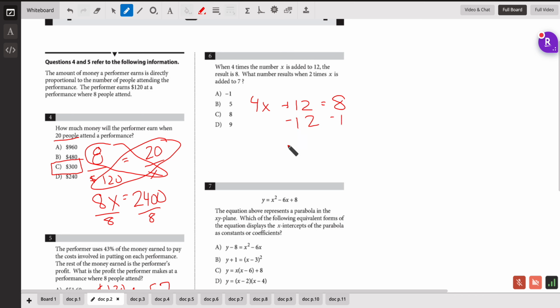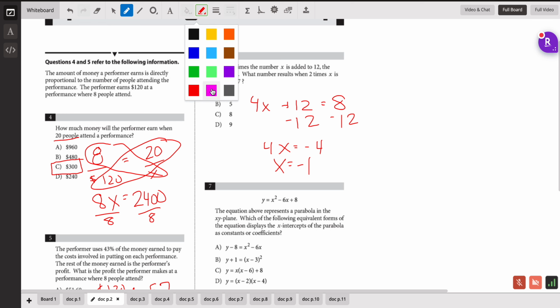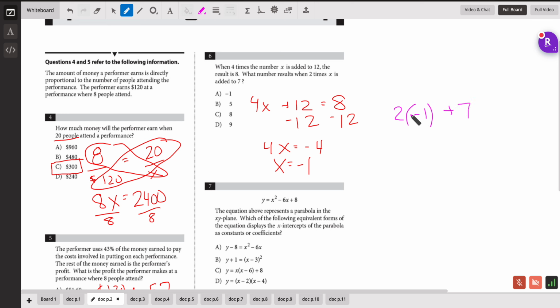Minus 12, 4x equals -4. So x would be -1. But then the question is, what number results when 2 times x is added to 7? All right, well, now we know what x is. So 2 times x is added to 7. So this would be negative 2 plus 7, and the answer would be 5.